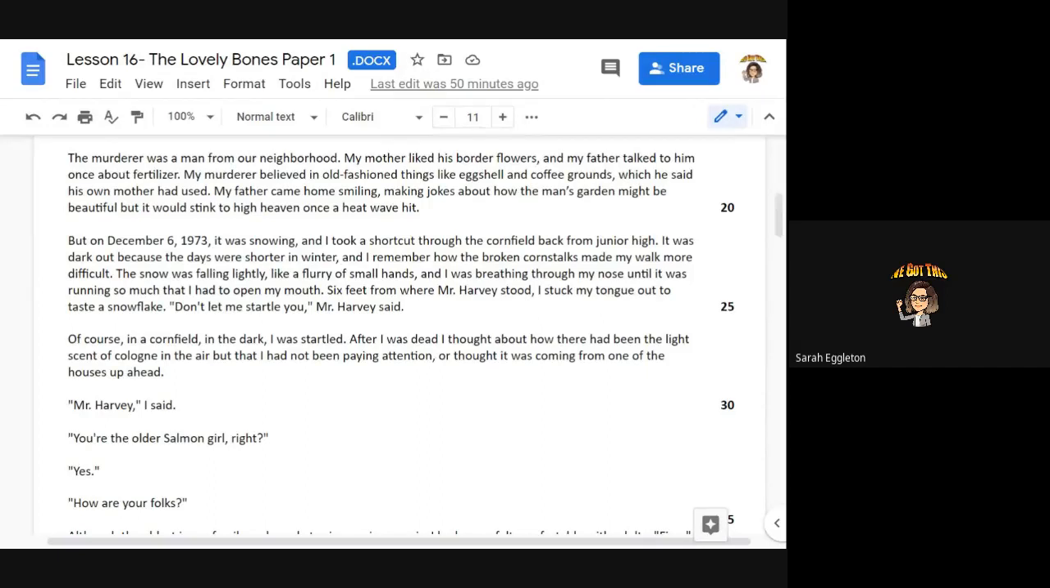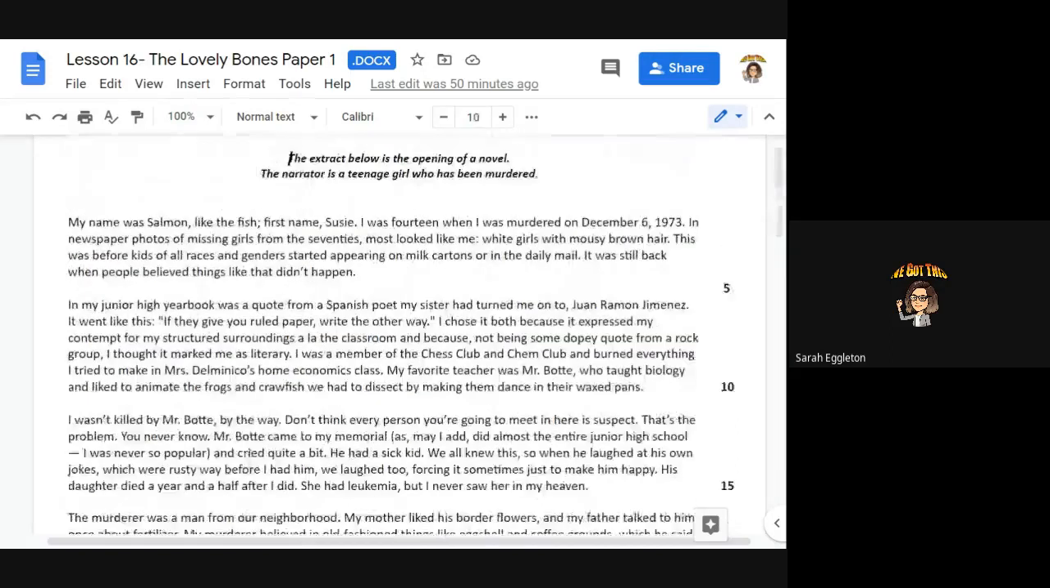"Don't let me startle you," Mr. Harvey said. Of course, in a cornfield in the dark, I was startled. After I was dead, I thought about how there had been the light scent of cologne in the air, but that I had not been paying attention or thought it was coming from one of the houses up ahead. "Mr. Harvey," I said, "you're the older Sam girl, right?" "Yes. How are your folks?"